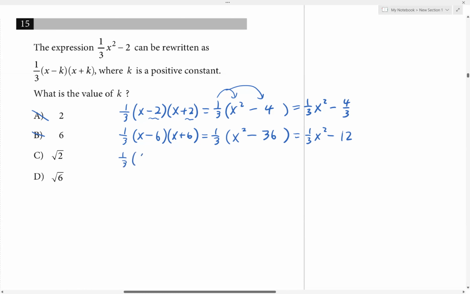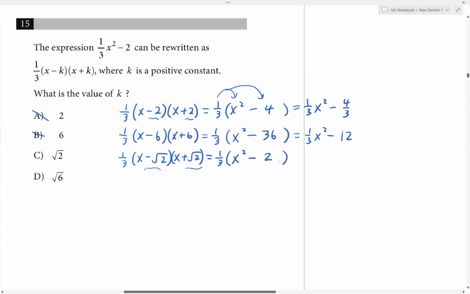We try C, 1/3 times (x minus square root 2) times (x plus square root 2). This will be 1/3 times x squared minus, again, inner term and outer term cancel, so we just have the last term. Negative square root 2 times a positive square root 2 is a minus, and then square root 2 times square root 2 is square root of 4, which is just equal to 2. It's the same radical, same number underneath, so the square roots cancel. Just a minus 2 there.